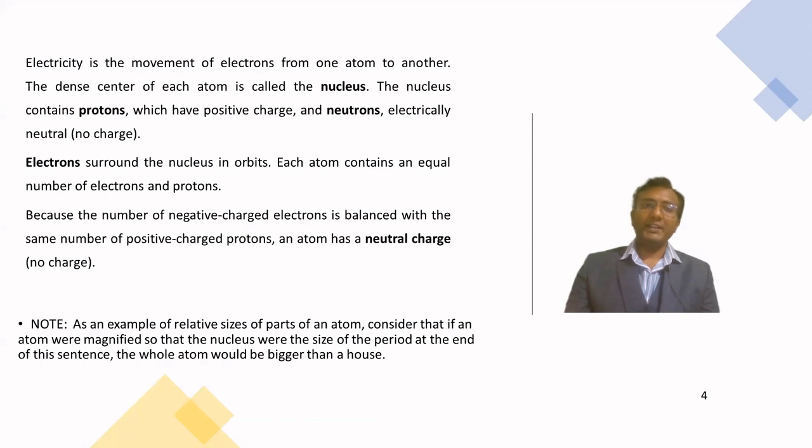Now, what exactly is electricity? Simply put, electricity is the movement of electrons from one atom to another. The dense center of each atom, called the nucleus, contains protons with positive charge and neutrons with no charge. Electrons, which have a negative charge, orbit the nucleus in various energy levels or shells. An atom typically has an equal number of electrons and protons, making it electrically neutral.